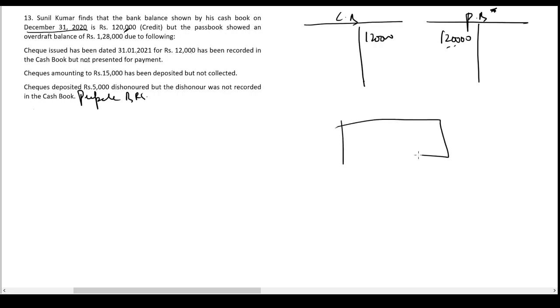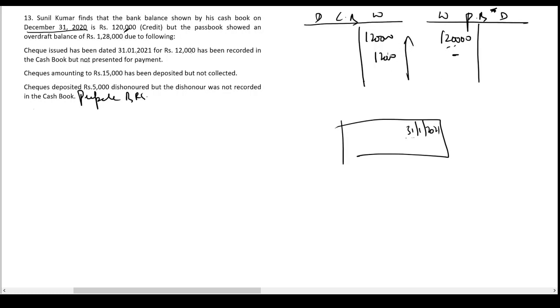Now a check has been issued by Sunil, dated 31st January 21. This check will be presented for payment only on 31st January 21 or after that. But it has been recorded in the December month cash book itself. So he has recorded a withdrawal in the December month cash book itself. But there will be no corresponding withdrawal in the December month passbook because it will come for payment only on 31st January 21. That is why it is a reason of difference.